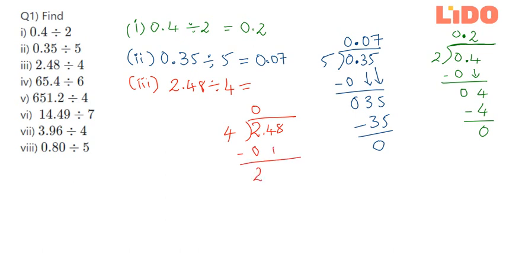Now I'm going to bring my 4 down, and since there is a decimal point here, I'm going to put a decimal point here. Now I know that 4 6's are 24. So I'm going to write 6 here, write 24 here, and I'll get 0 again. Let me bring down my last digit, which is 8. I know that 4 2's are 8. So this will give me 0, and my final answer will be 0.62.